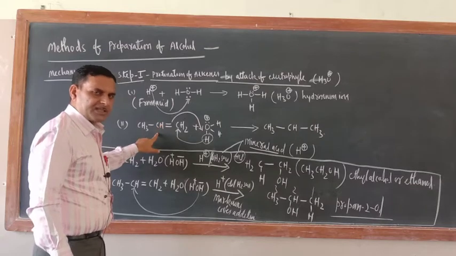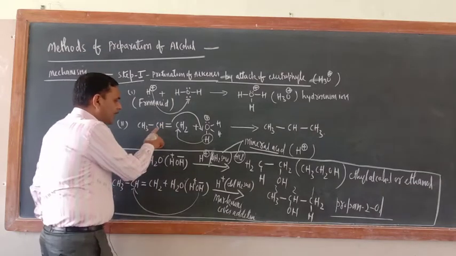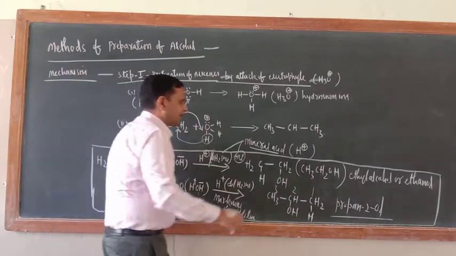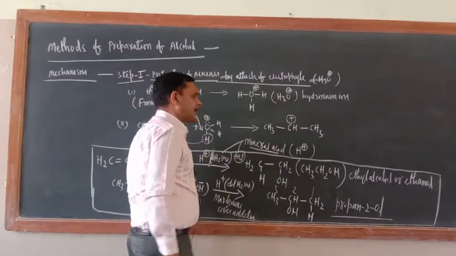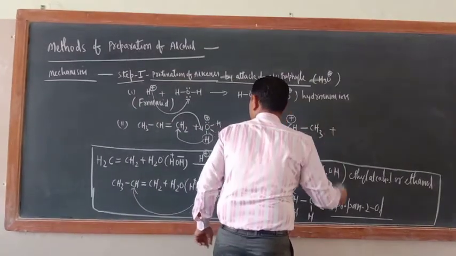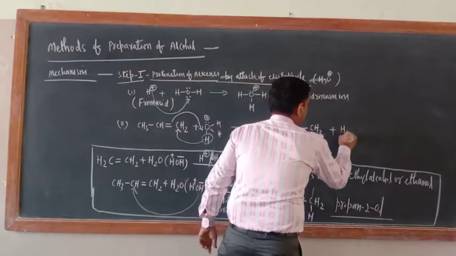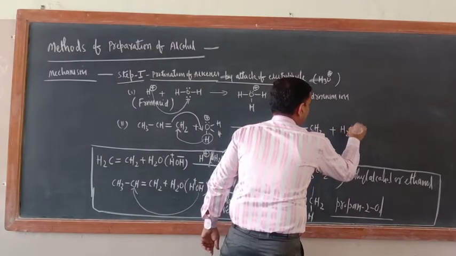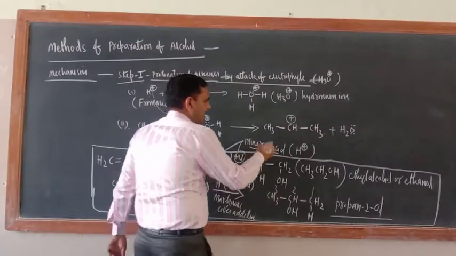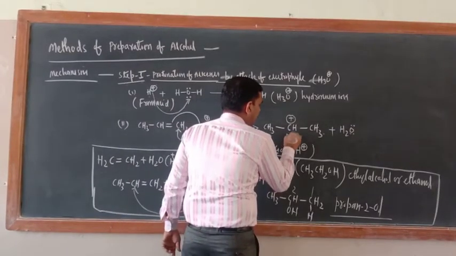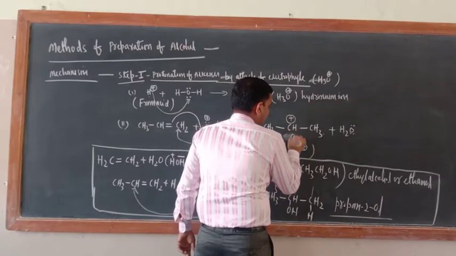Moreover, this is an example of Markovnikov addition, so only the 2 degree carbocation should be generated. Just see, here is the positive sign. A 2 degree carbocation is generated. Only H is added, plus H2O. Here 2 lone pairs of electrons are there. So what is this one? This is propene, or you can say carbocation.